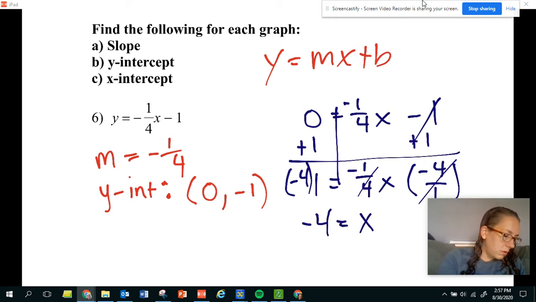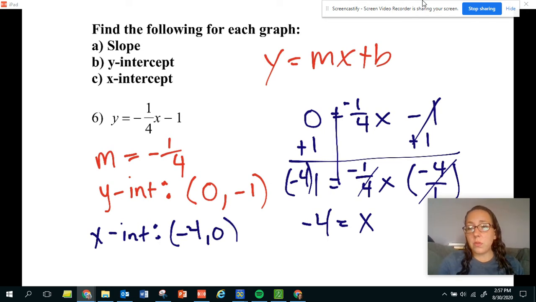So lo and behold, I have found that my x-intercept is the point -4, comma 0. It does matter which order you put those in. So make sure you remember, points are always written x, y. If it's the x-intercept, the number that's not 0 is going to go where the x is, and vice versa. So anyway, moving on.